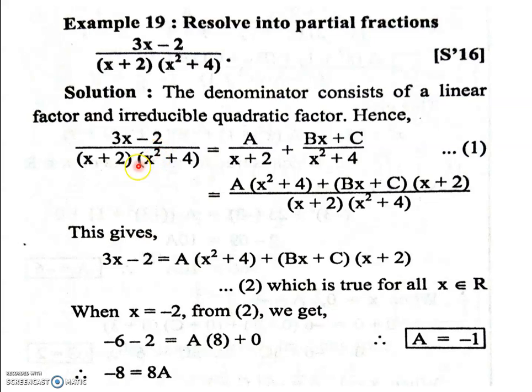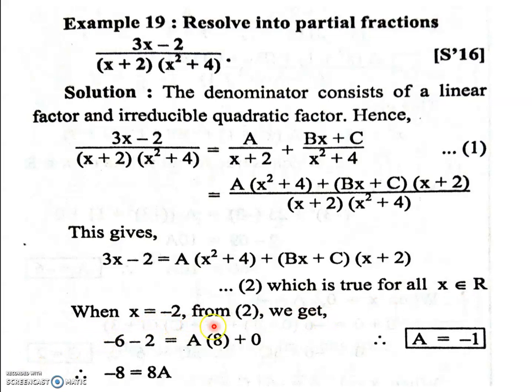Obviously, (3x - 2) upon (x + 2)(x² + 4) remains the same. Cross multiplication gives A(x² + 4) + (Bx + C)(x + 2) upon (x + 2)(x² + 4). Now the common term gets cancelled. What remains is 3x - 2 equals A(x² + 4) + (Bx + C)(x + 2), equation number 2. It is true for all x belonging to R, that means x can be negative, positive or a fraction, it does not matter.